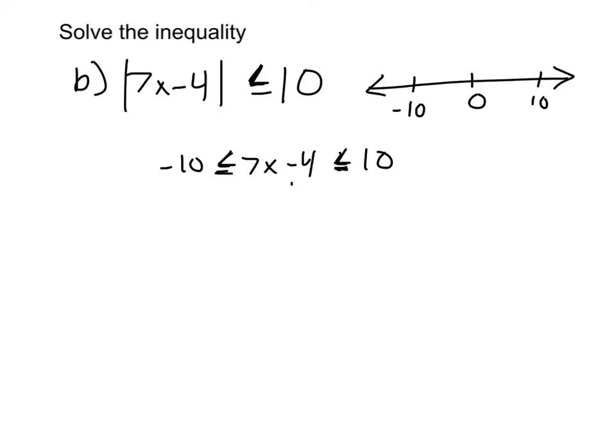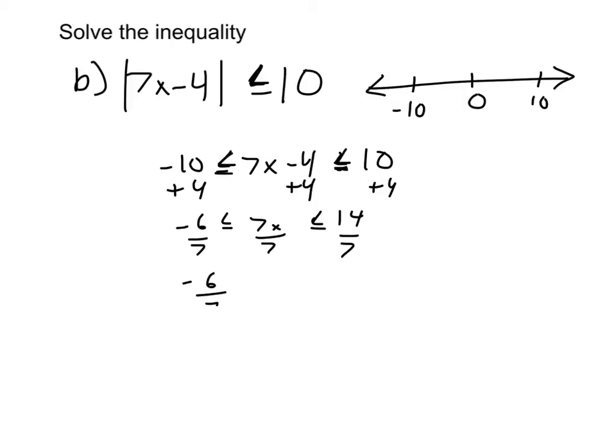Alright, so now I can just solve this for x. I'm going to add 4 to all sides. -10 plus 4 is -6. 10 plus 4 is 14. Divide everything by 7 to get x by itself. So -6 over 7 is less than or equal to x, is less than or equal to 2. Alright, so you would write your answer in interval notation as -6 over 7, comma 2.